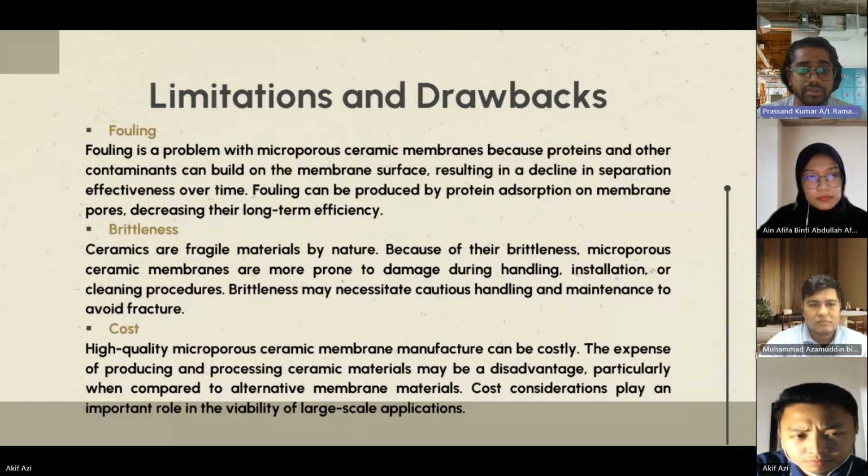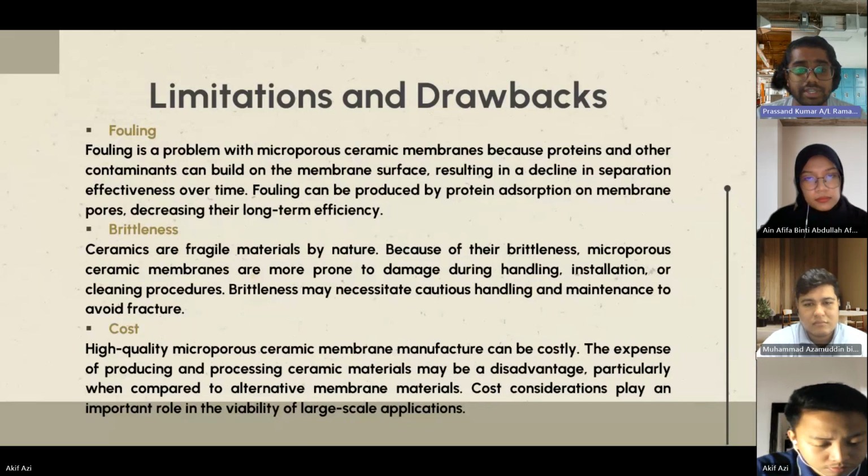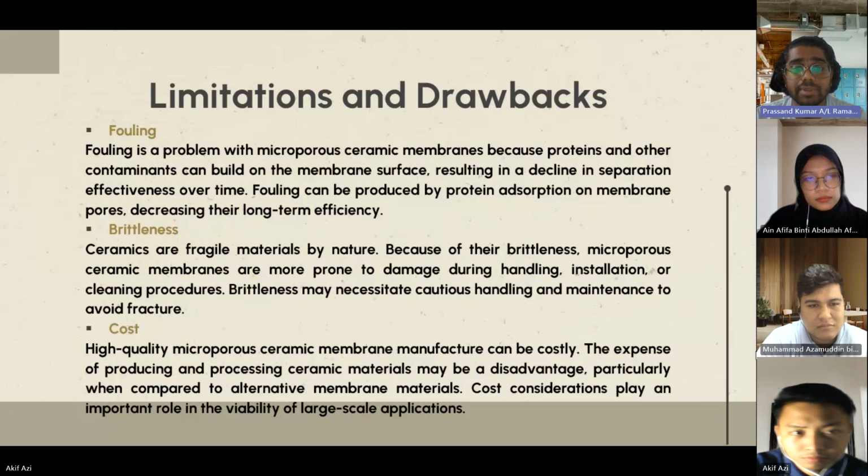The first one will be fouling. Fouling is a problem with microporous ceramic membranes because proteins and other contaminants can build up on the membrane surface, resulting in a decline in separation effectiveness over time. Fouling can be produced by protein absorption on membrane pores, decreasing their long-term efficiency.